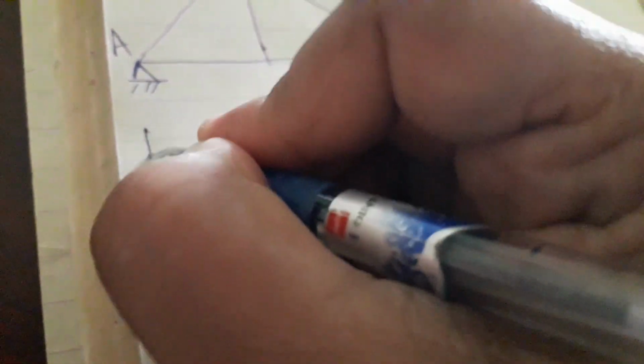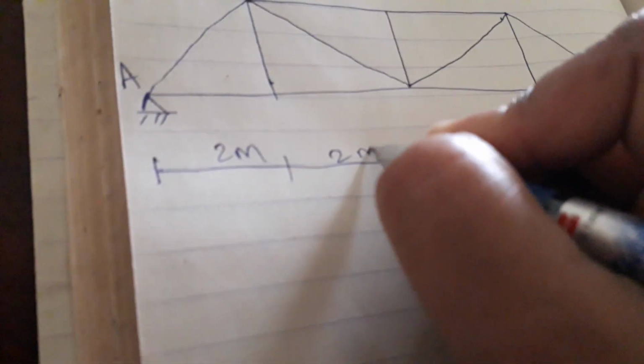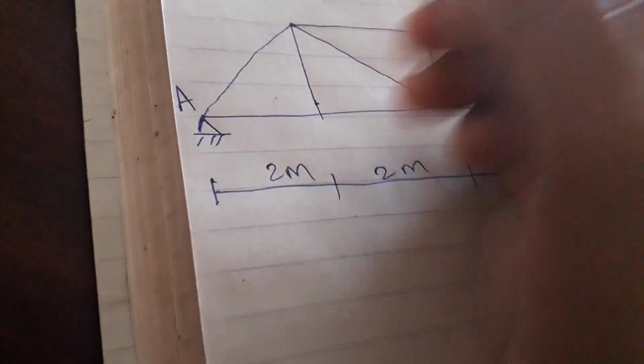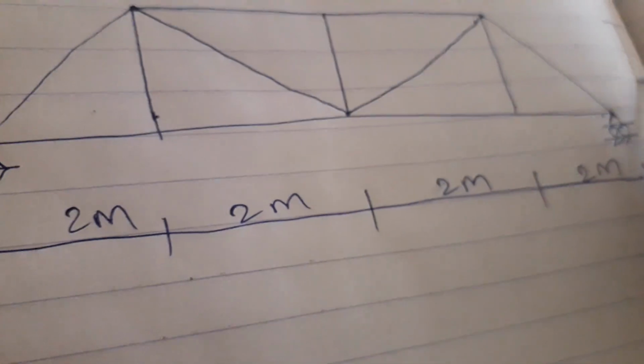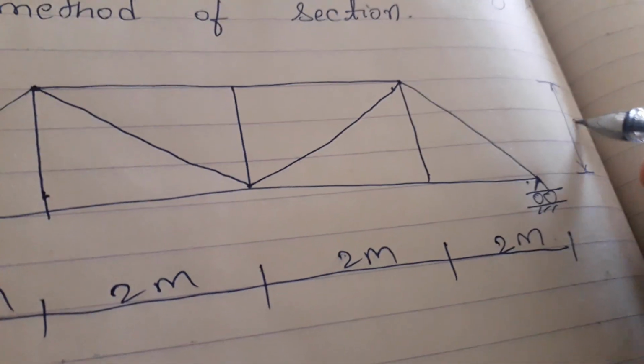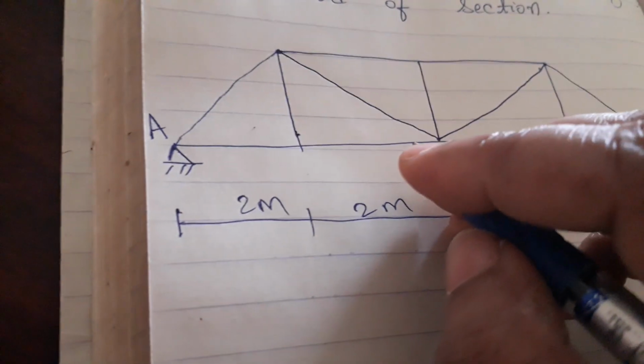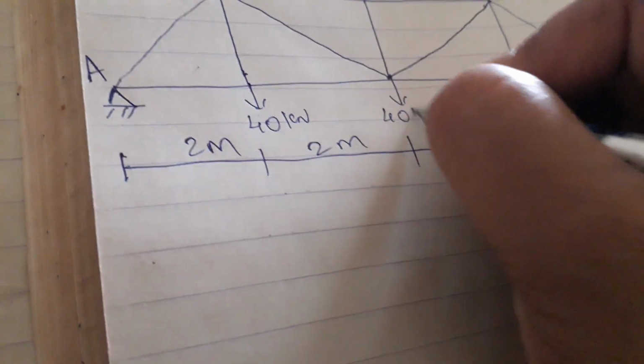So the span is given. So the span are of 2 meter. Each span is of 2 meter, and the height is also given here. The height is also 2 meter. The load is given, one horizontal force 30 kilonewton and here 40 kilonewton vertical.